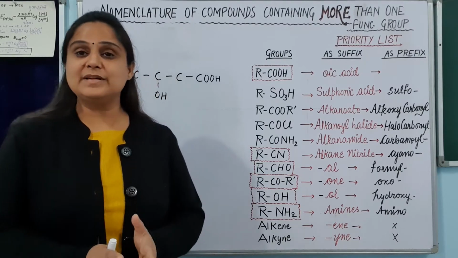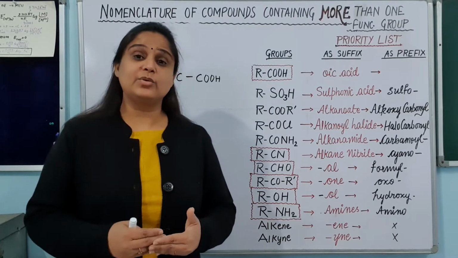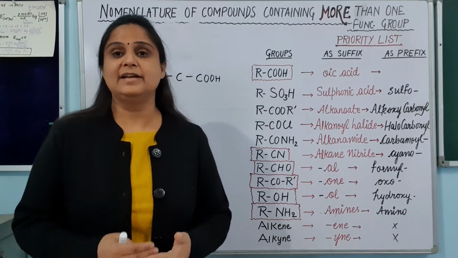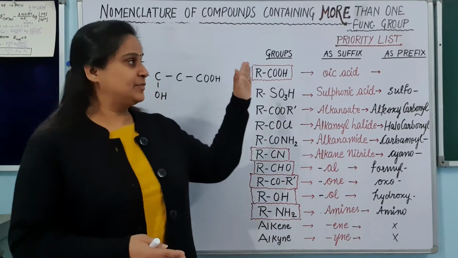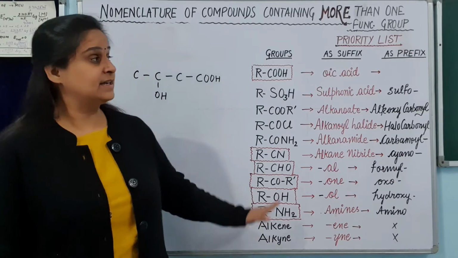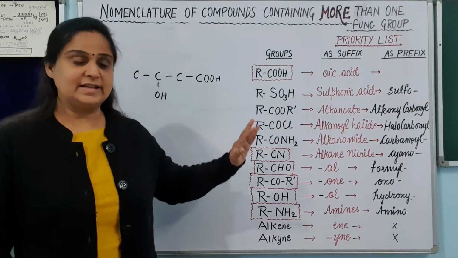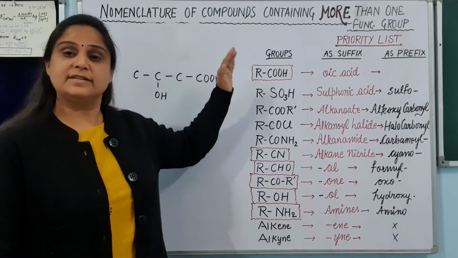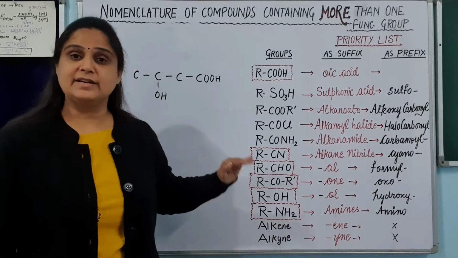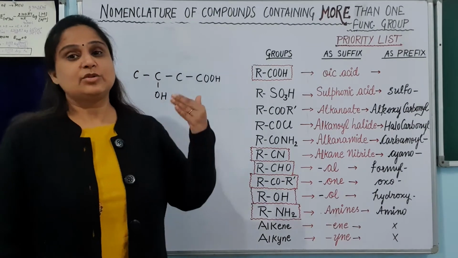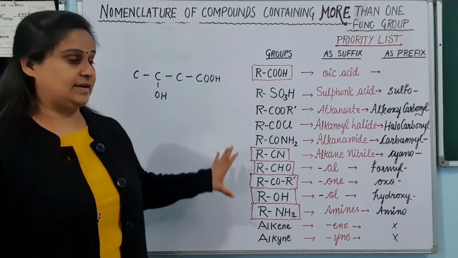So IUPAC has decided this priority list. Actually, this priority list is made on the basis of the functionality, meaning how reactive that functional group is. So according to that, IUPAC has given us a priority list. Here I have made this priority list. Okay. Now in this priority list, obviously those at the upside will be given priority. As we move to the downside, the priority decreases. So this means you are going to concentrate on the priority list.